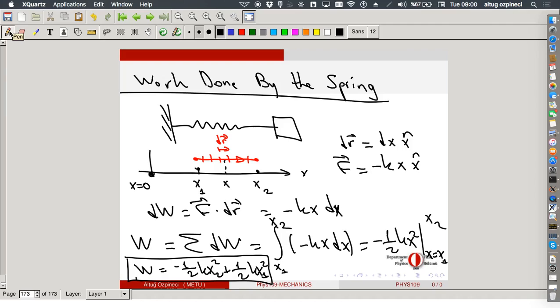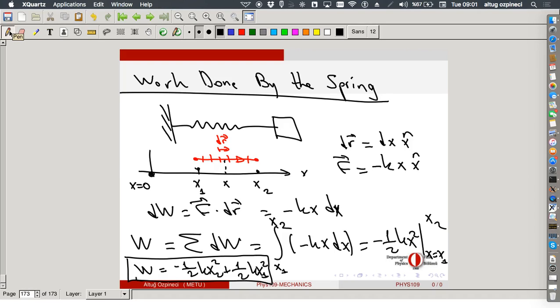What's the relation between this work and the work that we exert? Well, it depends on the acceleration. How much force do we exert? So if you tell me that this mass moves from x1 to x2 at constant velocity, that means at every instant the total force acting on it should be 0. So at every point, we have to be exerting a force which is minus this one. If the force that we exert is always minus this one, then the work done that we have done will also be minus this one.